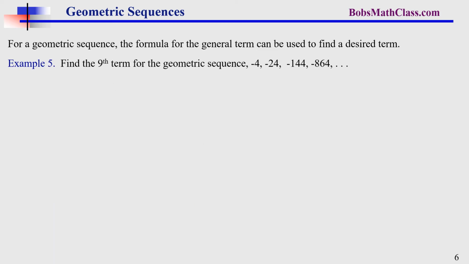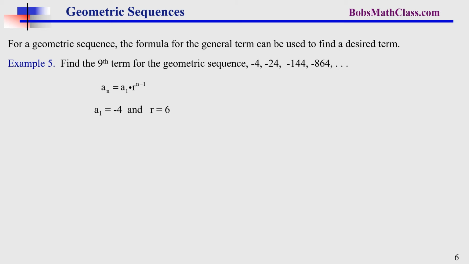Okay, this example is very similar to the last example. Find the ninth term for the geometric sequence -4, -24, -144, etc. So we're going to use our handy-dandy formula. a sub n equals a_1 times r to the n minus 1. We need a_1. a_1 would be -4. How about r? Yeah, r would be +6. If you take a term and divide it by its previous term, you're going to get +6.